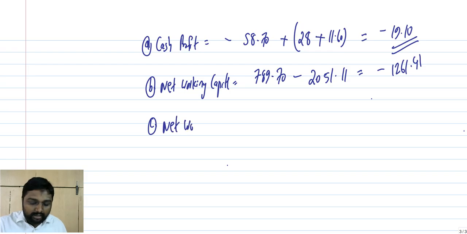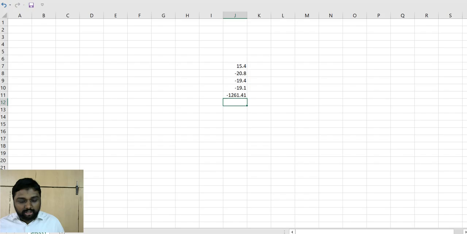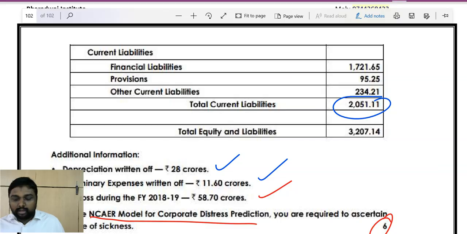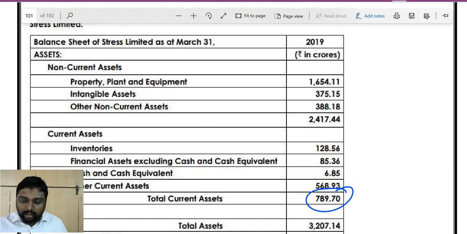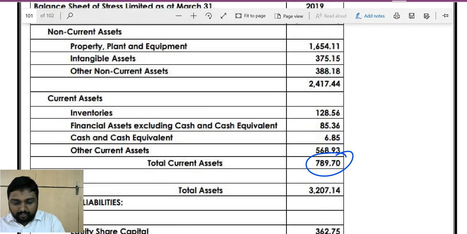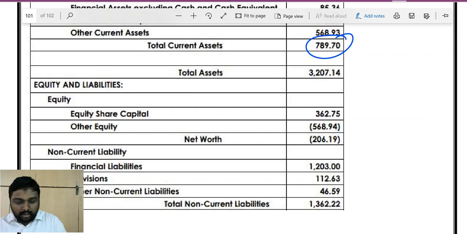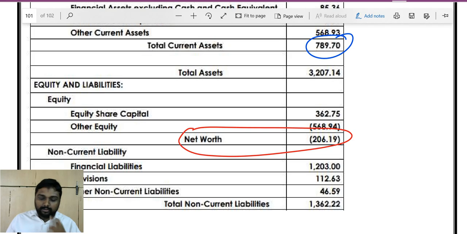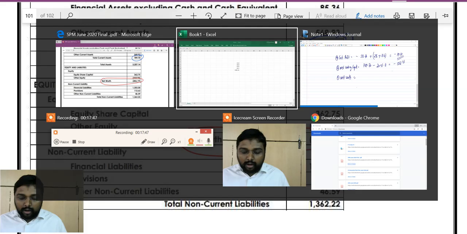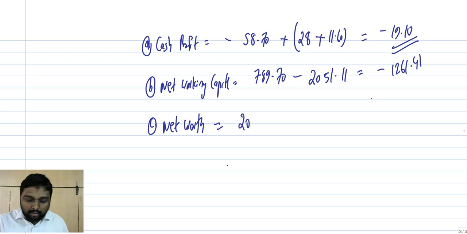Now the last one, net worth. As I told you, as per the new balance sheet format, you need not even calculate it; it is already given in the question. Net worth is minus 206.19. This is also negative.